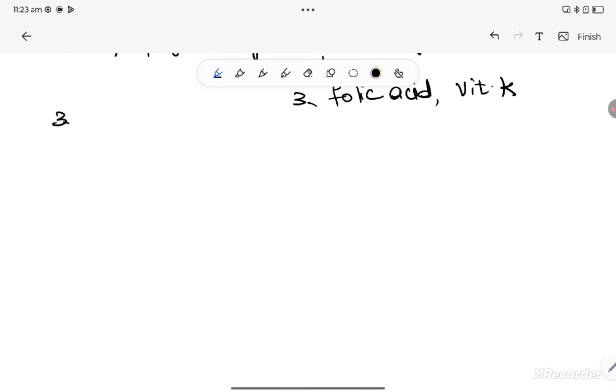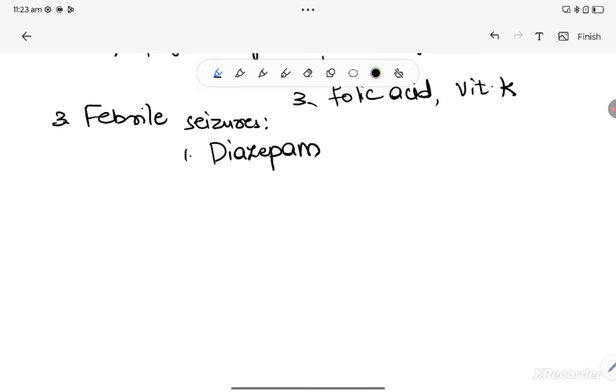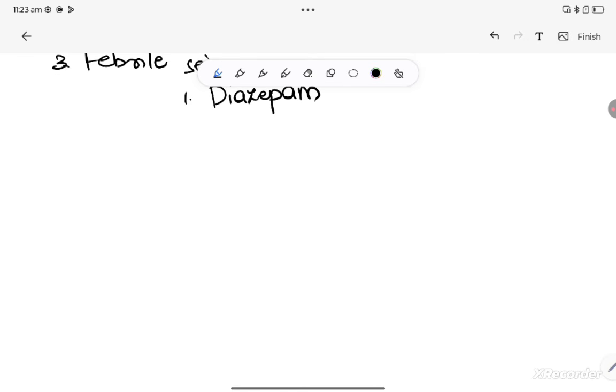Now let us talk about febrile seizures, in the pediatric age group, where because of increased temperature the patient ends up with fever and seizures. Obviously, paracetamol will be given, and diazepam is preferred in this. Clear? Now, let us talk about status epilepticus.